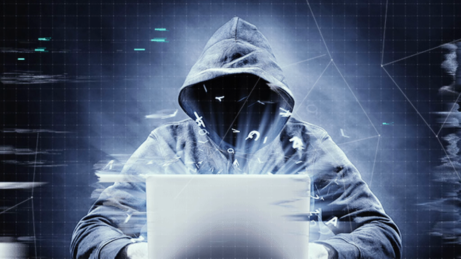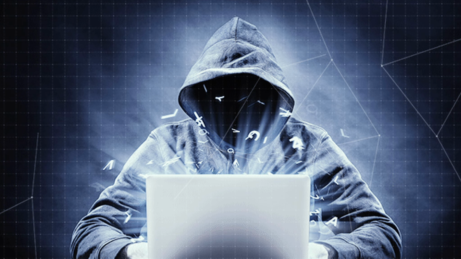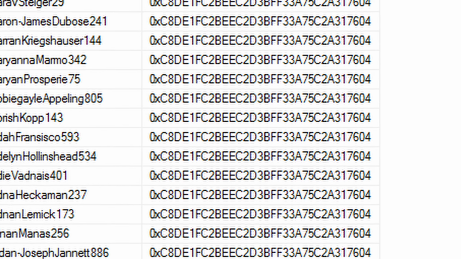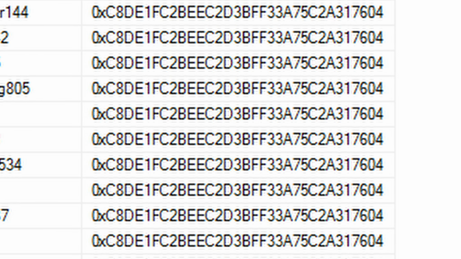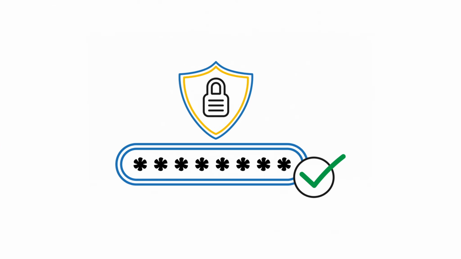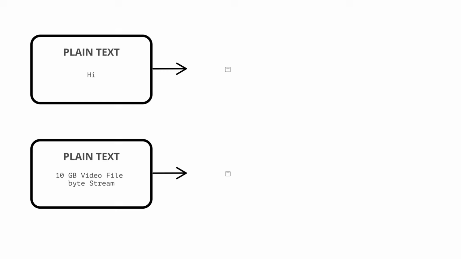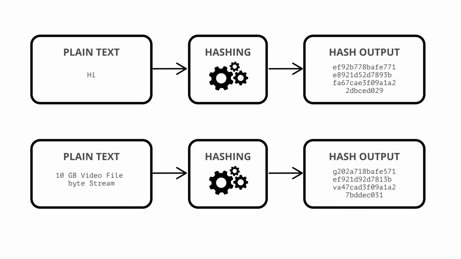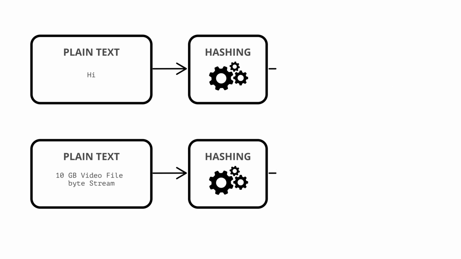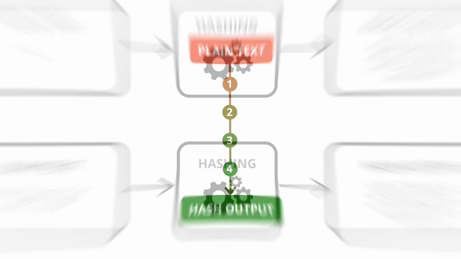So even if hackers somehow steal the entire database, they'll only see thousands or even millions of random looking strings, not your real passwords. That's how hashing protects your privacy. But now the interesting question. What actually happens inside a hash function? How does the word "hi" and even a 10 GB video file both produce a fixed size output? And why does the same input always generate exactly the same hash? Let's see what really happens.